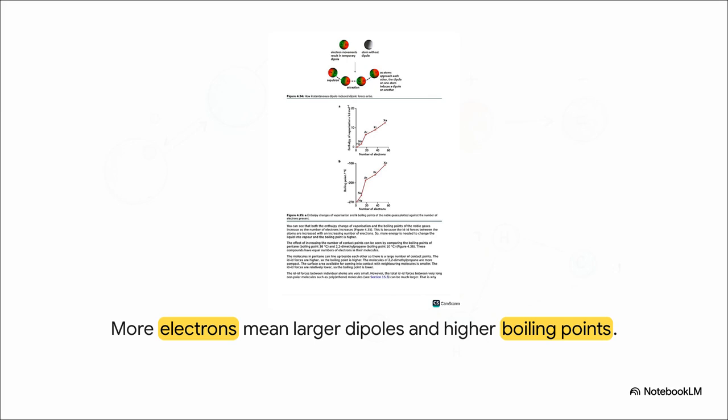To really see why these fleeting temporary forces matter, just think about the noble gases. As we move from helium all the way down to xenon, the number of electrons in the atoms goes way up. And the more electrons a molecule has, the larger its charge clouds are. Larger charge clouds mean it can form much larger temporary dipoles. Bigger dipoles means stronger attractive forces between the atoms. As a result, it takes a whole lot more energy, meaning a much higher boiling point, to actually rip them apart and boil the liquid.